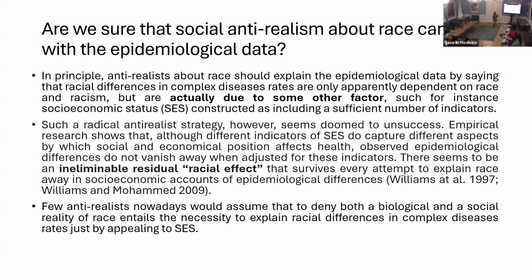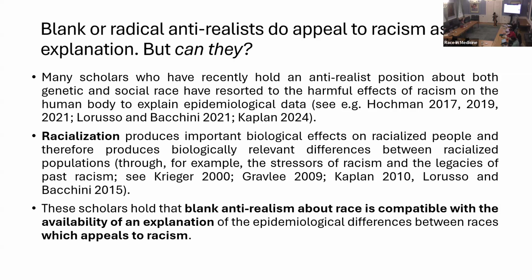Because of that, few anti-realists nowadays would assume that denying both the biological and the social reality of race entails the necessity to explain racial differences in complex disease rates just by appealing to socioeconomic status. Many scholars who have recently held an anti-realist position about both genetic and social race have resorted to the harmful effect of racism on the human body to explain epidemiological data. But the question is, can they do that? We know that racialization, of course, produces important biological effects on racialized people and therefore produces biologically relevant differences between racialized populations. And these scholars hold that blank anti-realism about race is perfectly compatible with an explanation of the epidemiological differences between races which appeals to racism.